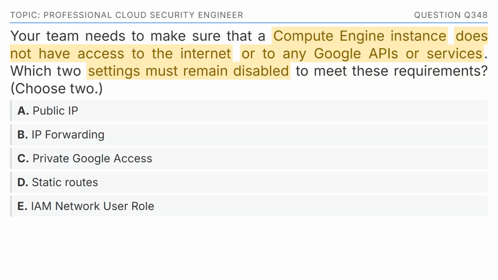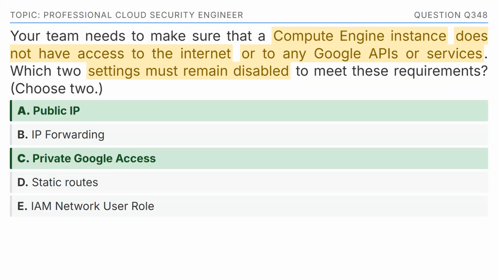To arrive at the correct answer, we focus on the keywords: Compute Engine instance does not have access to the internet, or to any Google APIs or services, settings must remain disabled. The correct answers are Option A, Public IP, and Option C, Private Google Access.